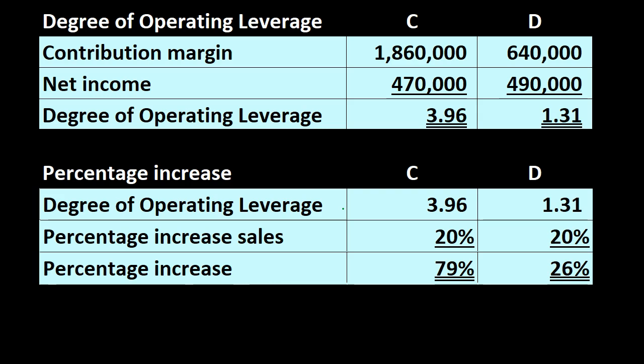Why would it change from company to company? Because of the behavior of costs, because of the difference between variable costs and fixed costs, the allocation between variable and fixed costs between different types of companies, different types of industries.